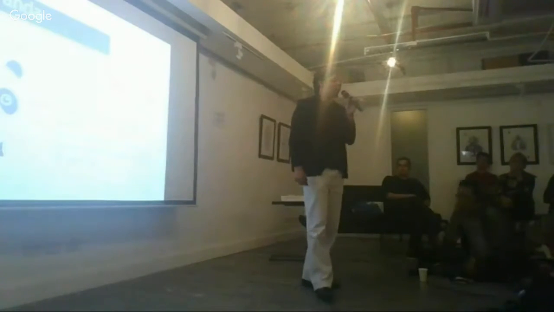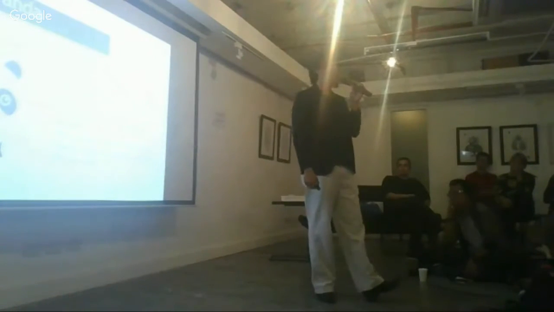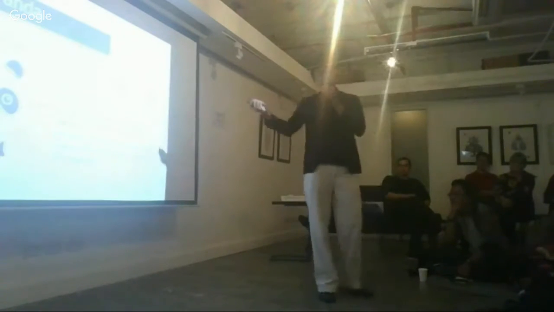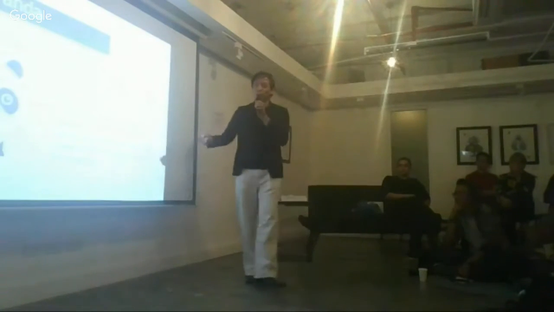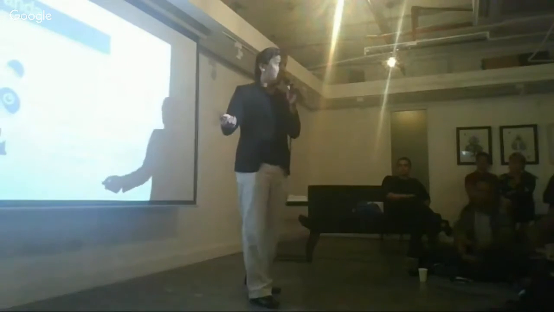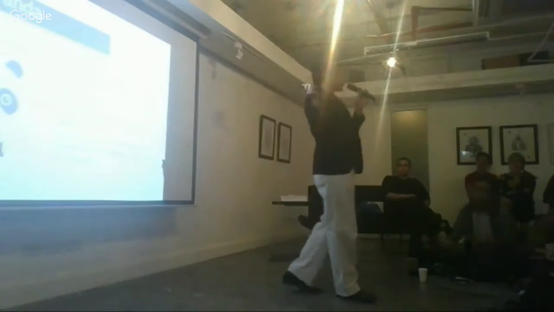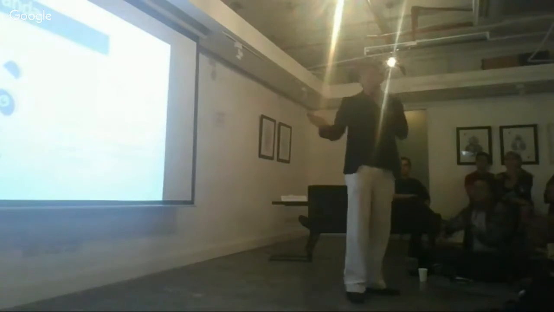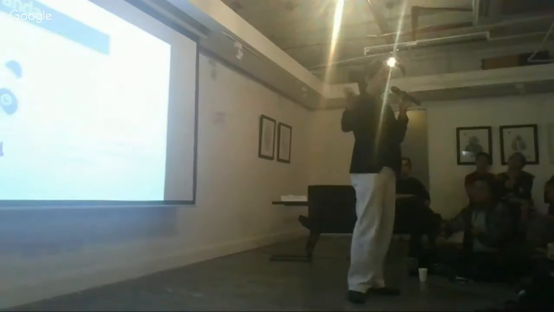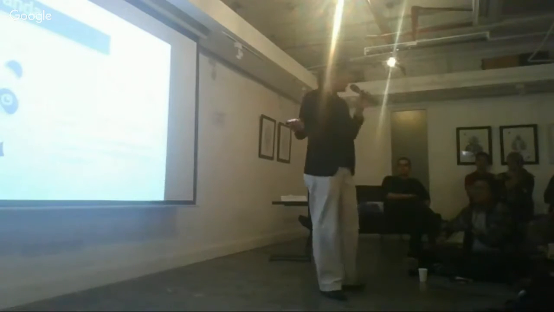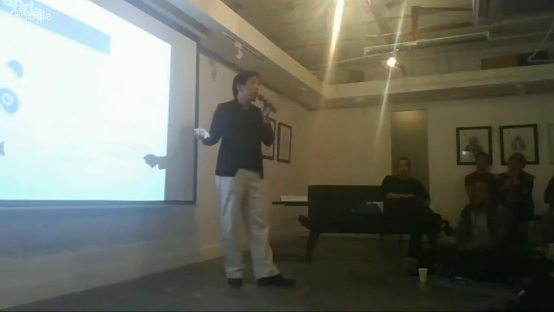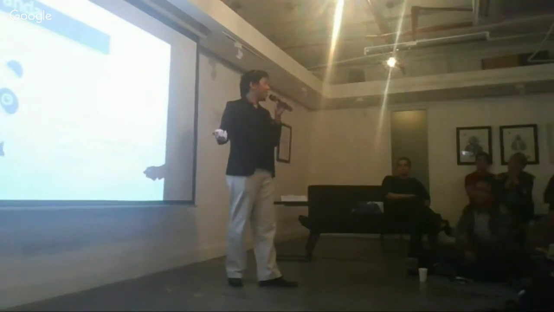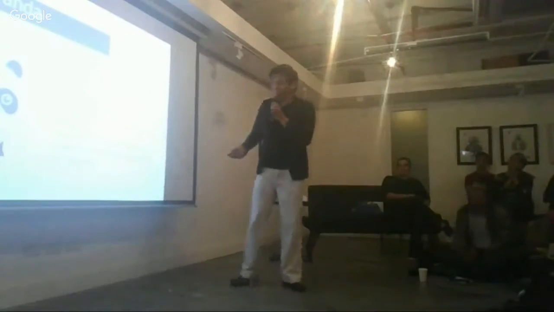The Panda algorithm, originally called the Farmer, originally called the over-optimization algorithm, got released in February 2011, which sort of killed the golden age of SEO. This is the algorithm that killed spam. It's called Panda, by the way, because the Google engineer that wrote the algorithm, his name is Panda. That's why it's called the Panda algorithm.